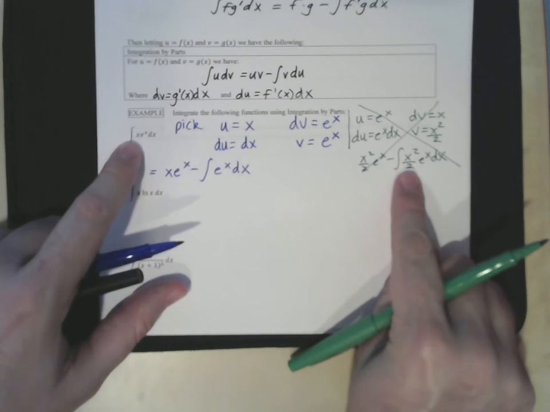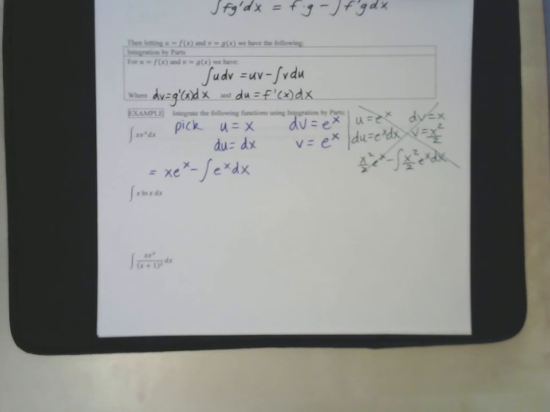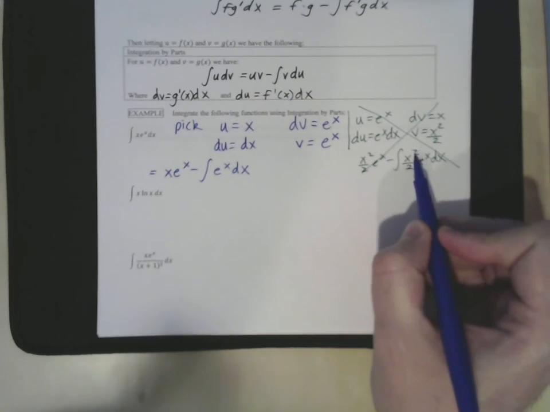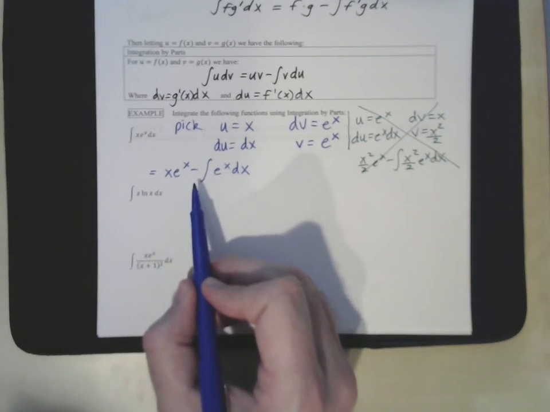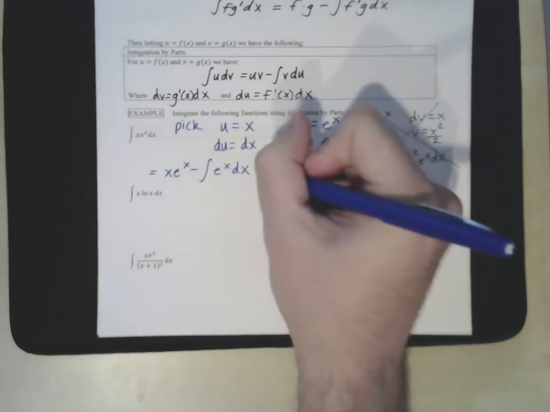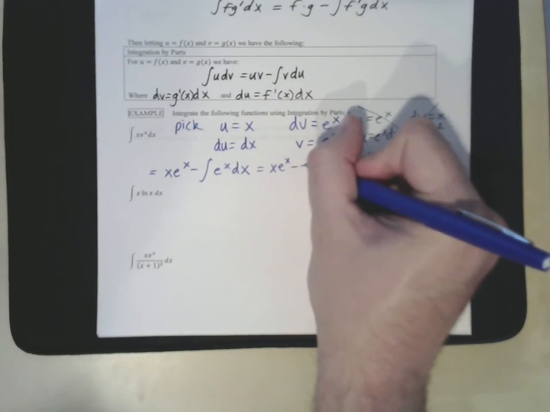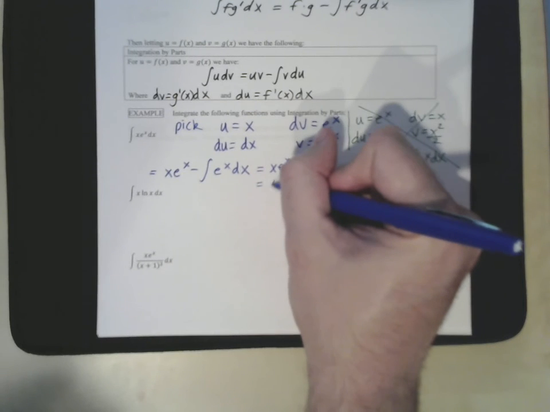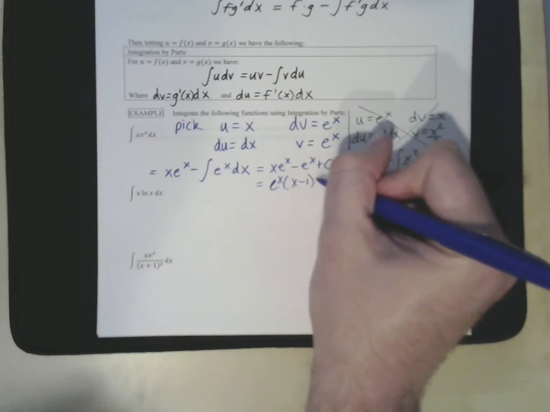So you can always compare. It's a relatively quick process to set up the integration by parts. And if your integral is harder, or a lot of times what we look for is the power to be reduced. So notice the degree of x went up instead of down. That's how you know you've done it right. And so this just becomes x e to the x minus e to the x plus c. Or if we want to get fancy, e to the x times x minus 1 plus c.